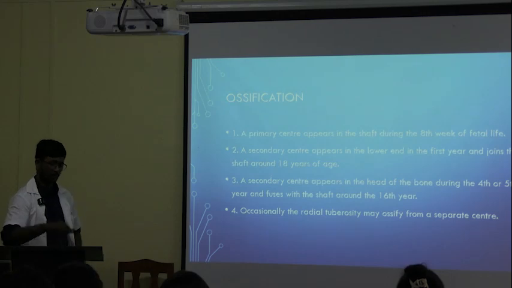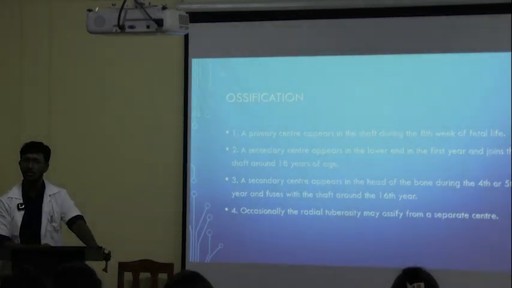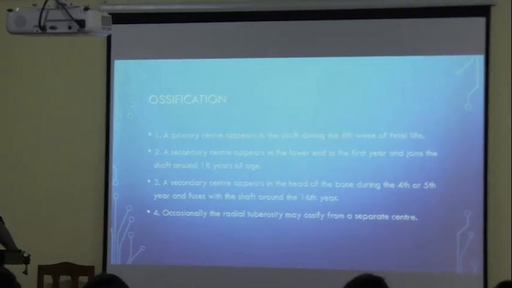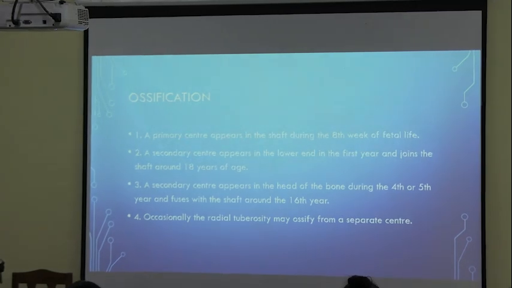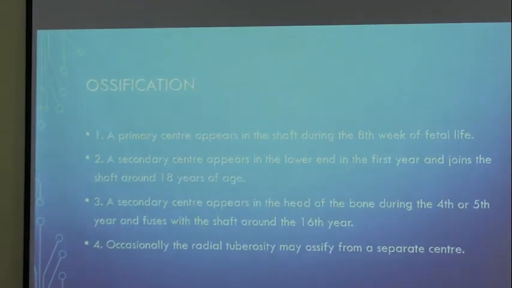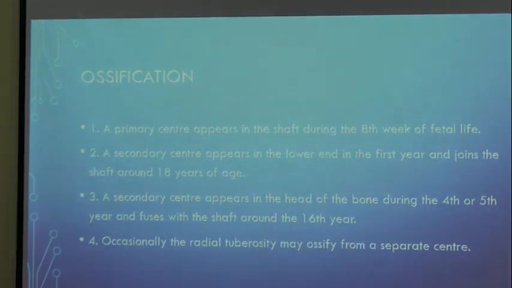Now ossification. What is ossification? Anyone of you know? Yes. So basically there are two ossification centers. One is the primary center and there are two secondary centers. Basically the primary center forms in utero, it appears in the shaft during the 8th week of fetal life. And there are two secondary centers. In the radial tuberosity also occasionally some centers ossify, but it is a rare thing to see.